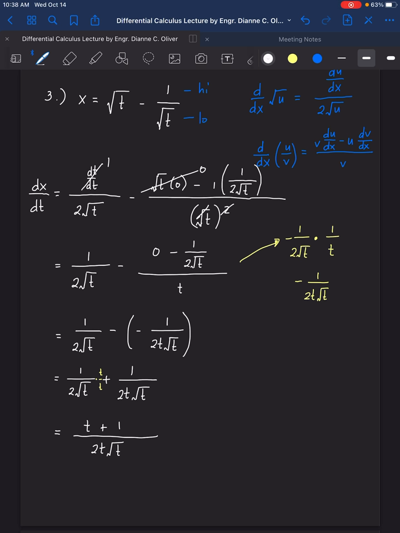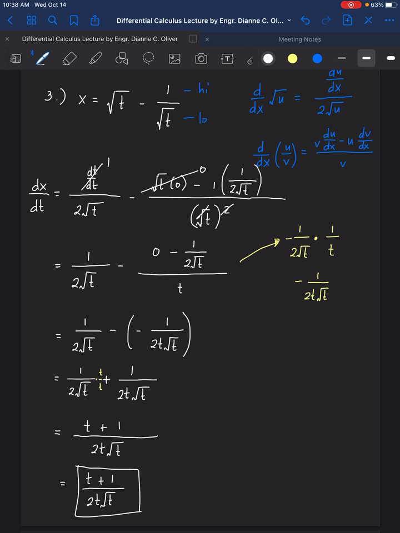So again, the reason why we were able to have this denominator here is that we multiplied t over t for the first term. So the final answer here is t plus 1 over 2t square root of t. Okay, so that is the final answer.